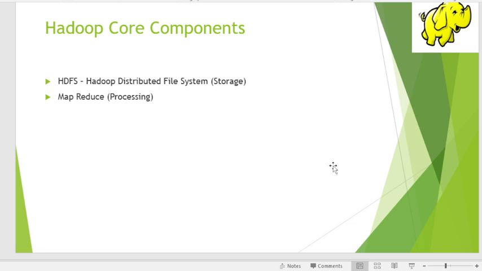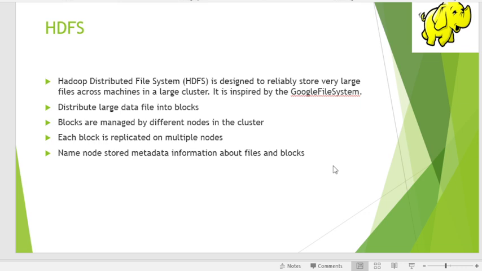So two major components of Hadoop are HDFS and MapReduce. HDFS is responsible for the storage of the big data and MapReduce is for processing of the big data. HDFS is nothing but the Hadoop Distributed File System, designed to reliably store very large files across the machines which are distributed in a large cluster. It is inspired by Google File System.